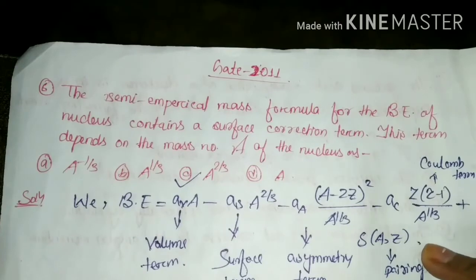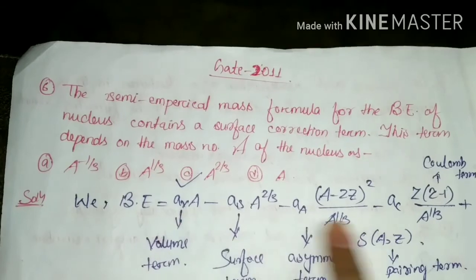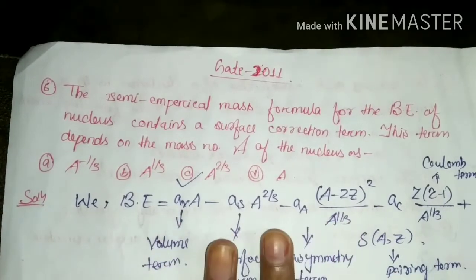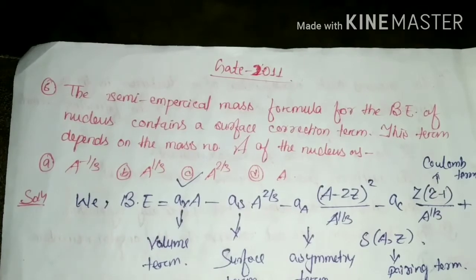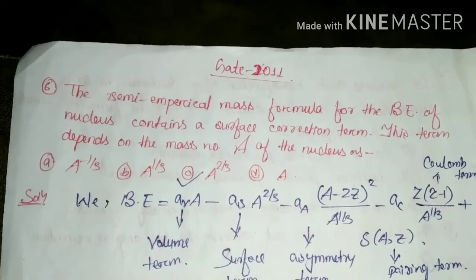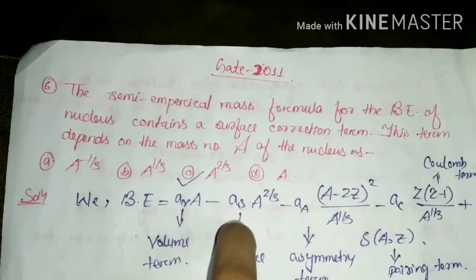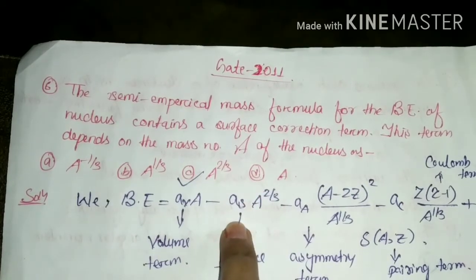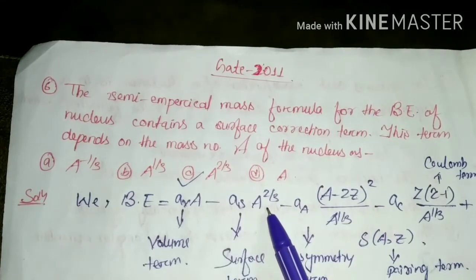We know the semi-empirical mass formula for the binding energy, which can be written like this. I have written the binding energy formula here. It is asked that this formula contains a surface correction term, and you can see the second term is the surface correction term here. We have to say how this term depends on the mass number A of the nucleus.